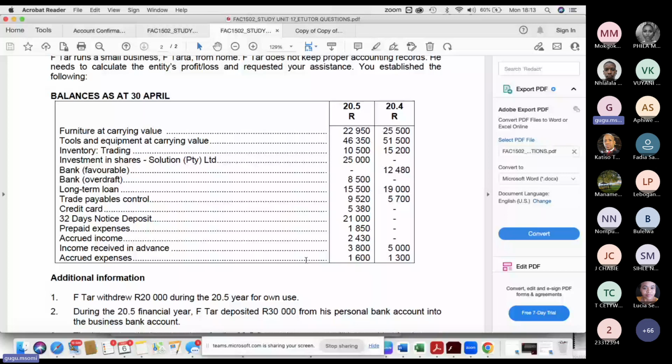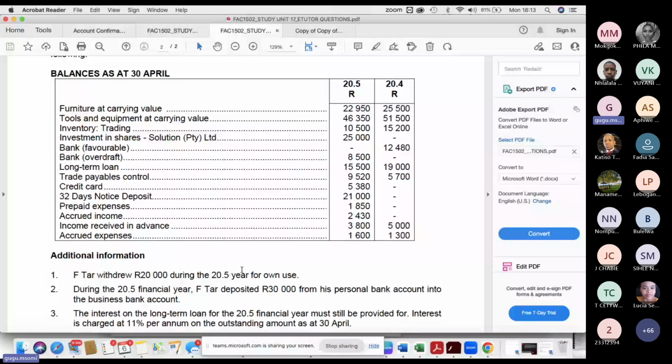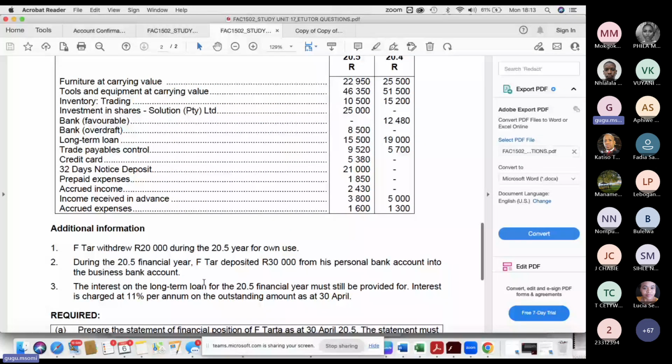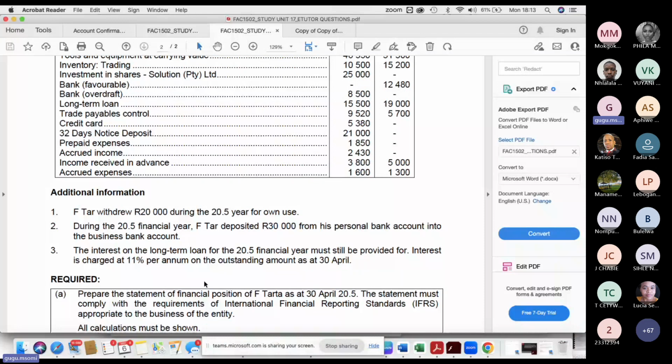For now, we'll continue to the additional information, and they tell us that FTAR withdrew 20,000 during the 2005 year for his own use. So we know that's related to his capital, or drawings. It's going to be in drawings somewhere. Then during the 2005 financial year, FTAR deposited 30,000 from his personal bank account into the business bank account. That's also something to do with capital and drawings, so he's giving money into the business. And then there's a note that interest on the long-term loan for the 2005 financial year must be provided for. Interest is charged at 11% per annum on the outstanding amount. So this requires a calculation: you've got a long-term liability and interest that will be required from it, and they tell you it's at 11%.